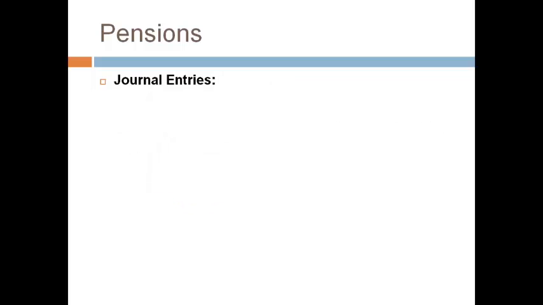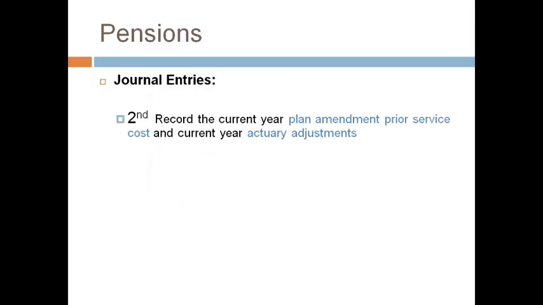The second entry is to record changes to the benefit obligation that are not directly related to the current year. These are things related to the actuary calculation of the total amount owed and any changes to the plan that were related to previous years worked. These impact the cumulative amount owed to employees.